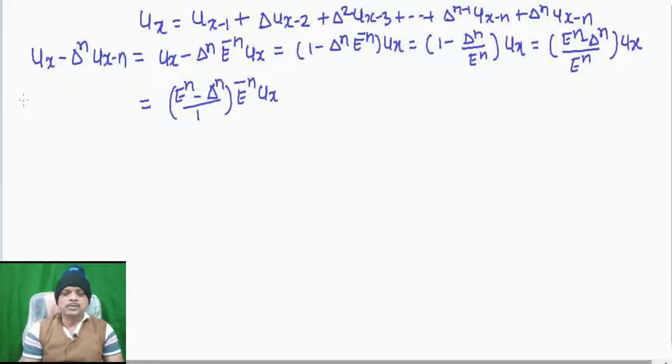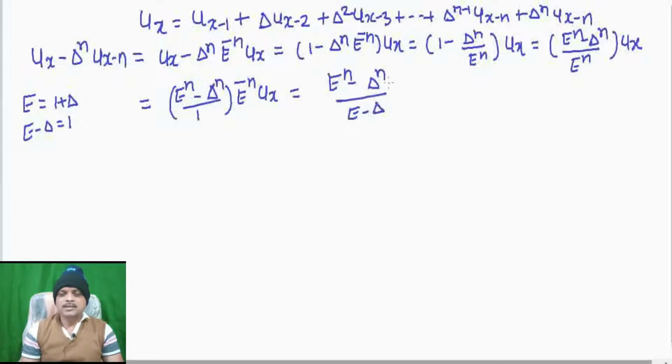Friend, we know the relation between the operators: e equal to 1 plus delta. So e minus delta equal to 1. So let us put this value: e raised to n minus delta raised to n divided by e minus delta into e raised to minus n into ux.